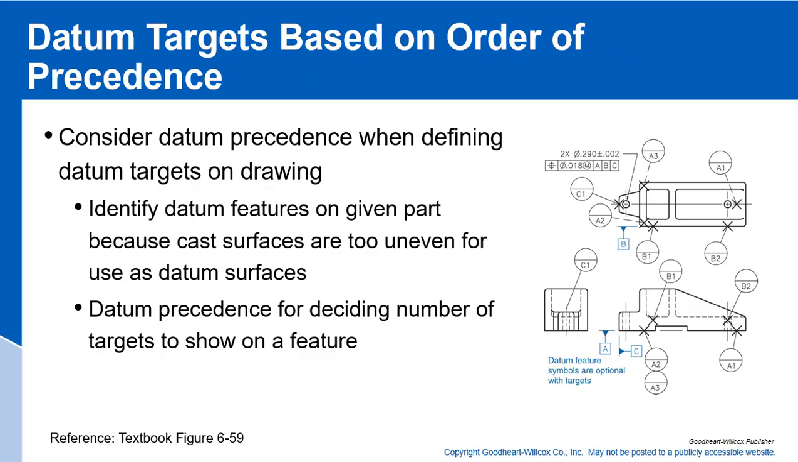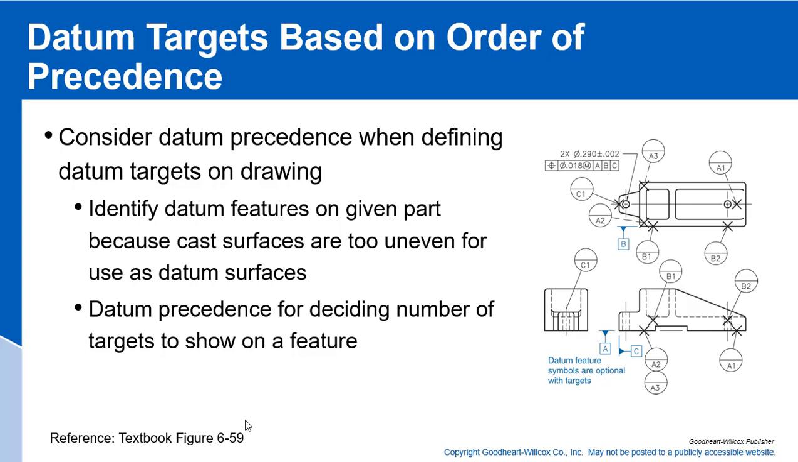So here, let's talk about datum targets based on order of precedence. Consider datum precedence when defining datum targets. For datum A, which is going to be our primary datum, we're going to need three targets, 1, 2, 3, because 3 points define a plane. For datum B, we're going to need two targets, because that's our secondary datum. For our tertiary datum, datum C, we only need one. So we need to consider our datum precedence when defining datum targets on a drawing.